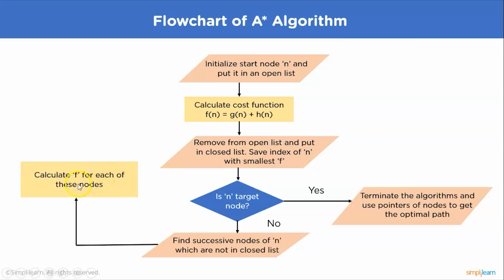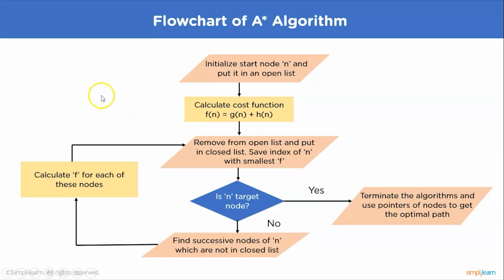We're going to calculate the cost function of each of these neighboring nodes, remove them from the open list, as they're not already in the closed list, so they're obviously going to be in the open list. So we're going to remove them from the open list and then we're going to put them in the closed list. And again, we're going to save the index of the neighboring node with the smallest cost function. And then this process is going to keep repeating over and over until we've reached the target node, which is where our program will get terminated.